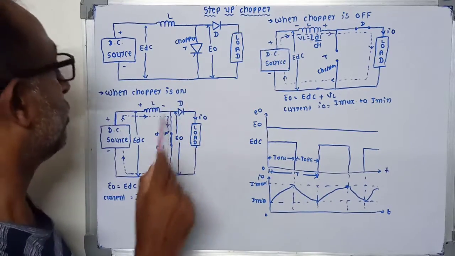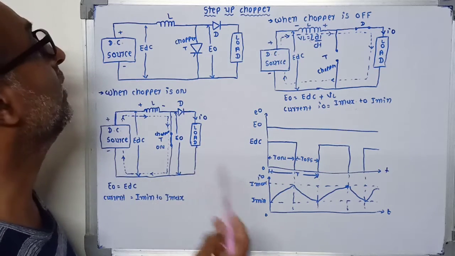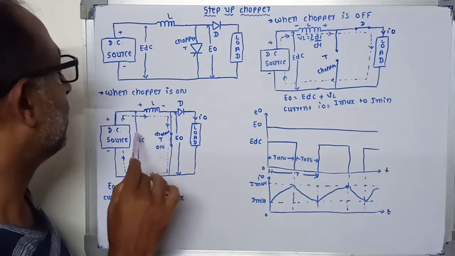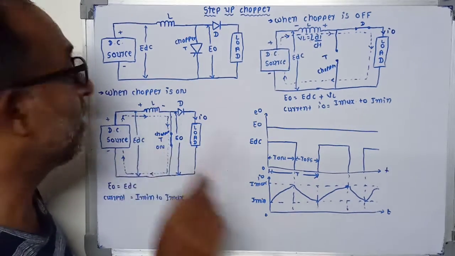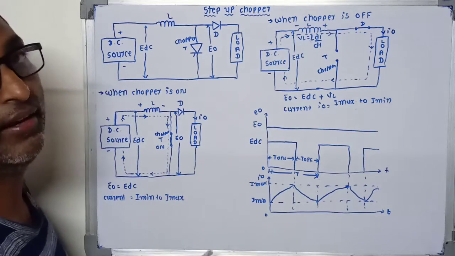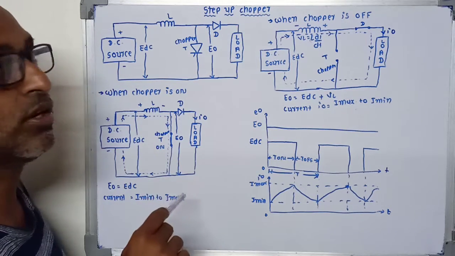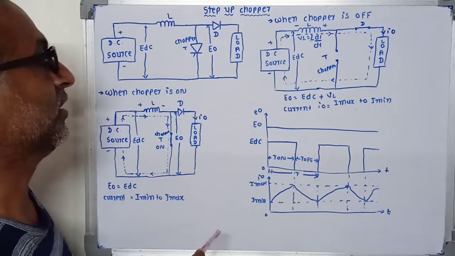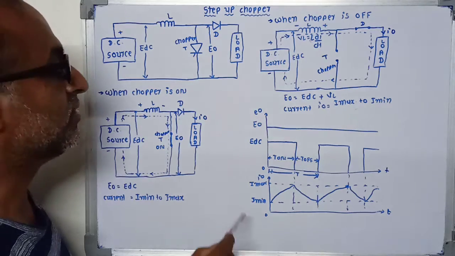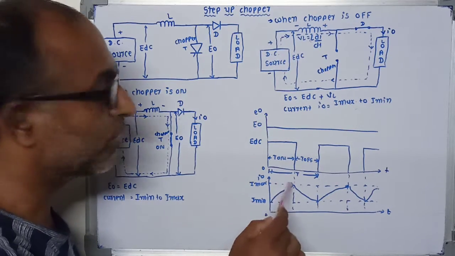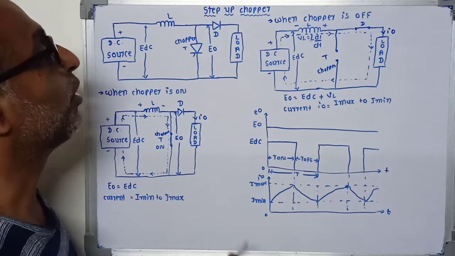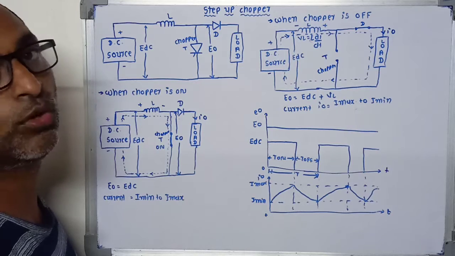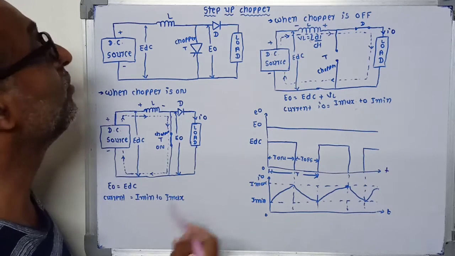loads. Now when the chopper T is turned on by applying the gate pulse, the total input voltage is applied across this inductor L. Due to this, a current starts to flow from the source to the inductor. The value of current builds up exponentially because of the property of the inductor, which opposes the rate of change of current.